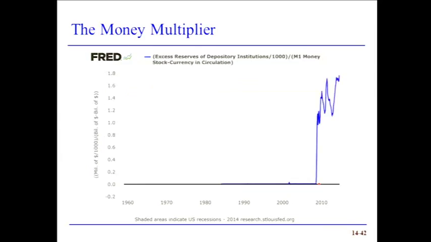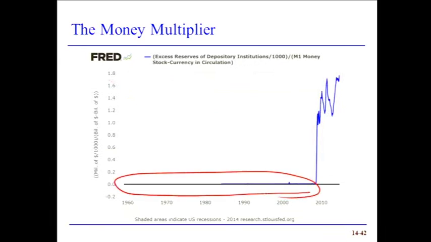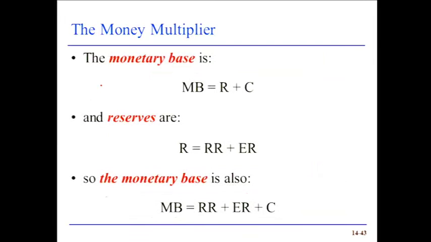And here's our excess reserve ratio. Again, it doesn't look a whole lot different than what we saw before. Most of the time it's 0. Now it's almost 1.8. So let's figure out if we can see what this relationship is then between the money supply and the monetary base.